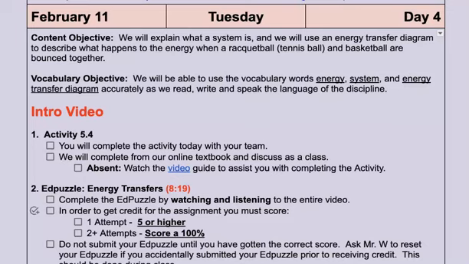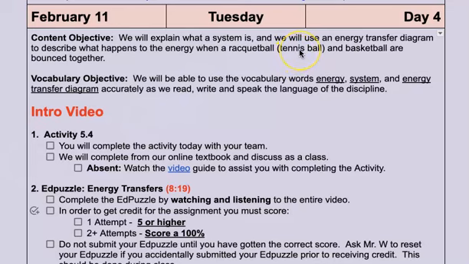So the content objective for today is we're going to explain what a system is, and we're going to use an energy transfer diagram to describe what happens to the energy when a racquetball slash tennis ball and basketball are bounced together.